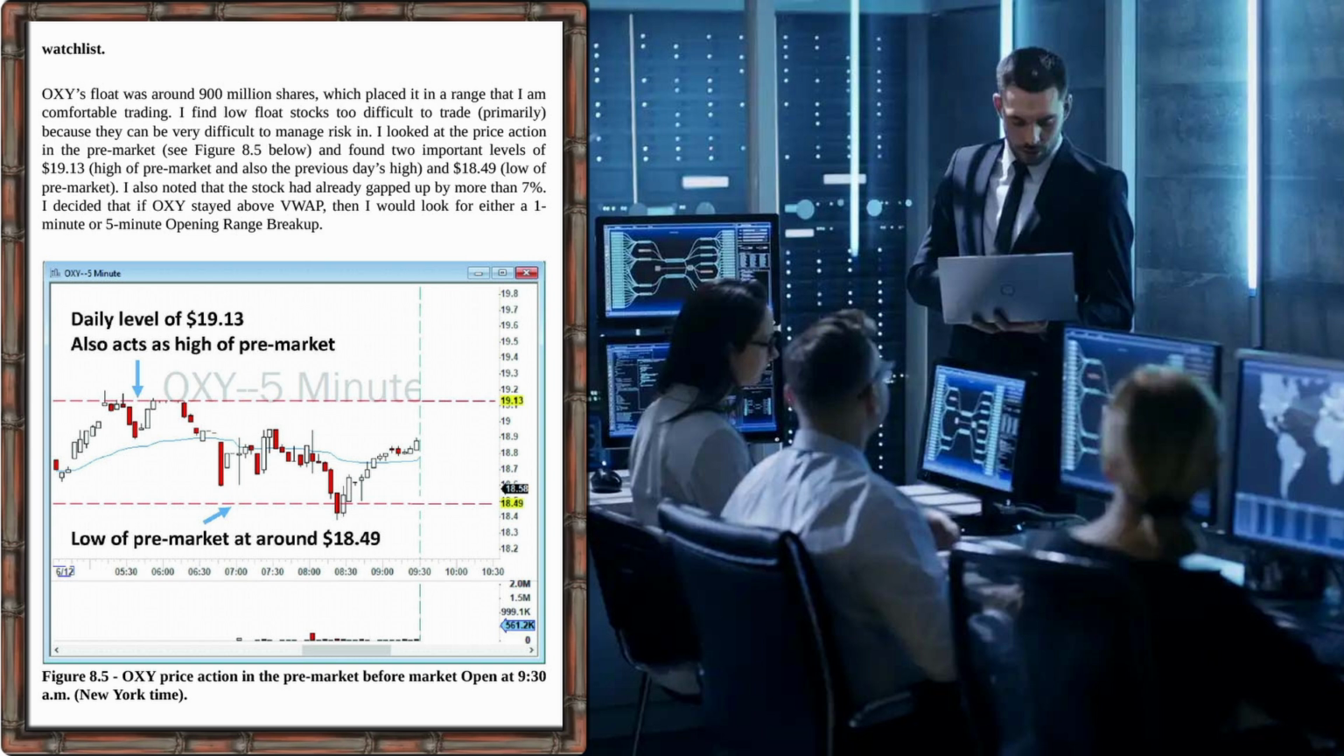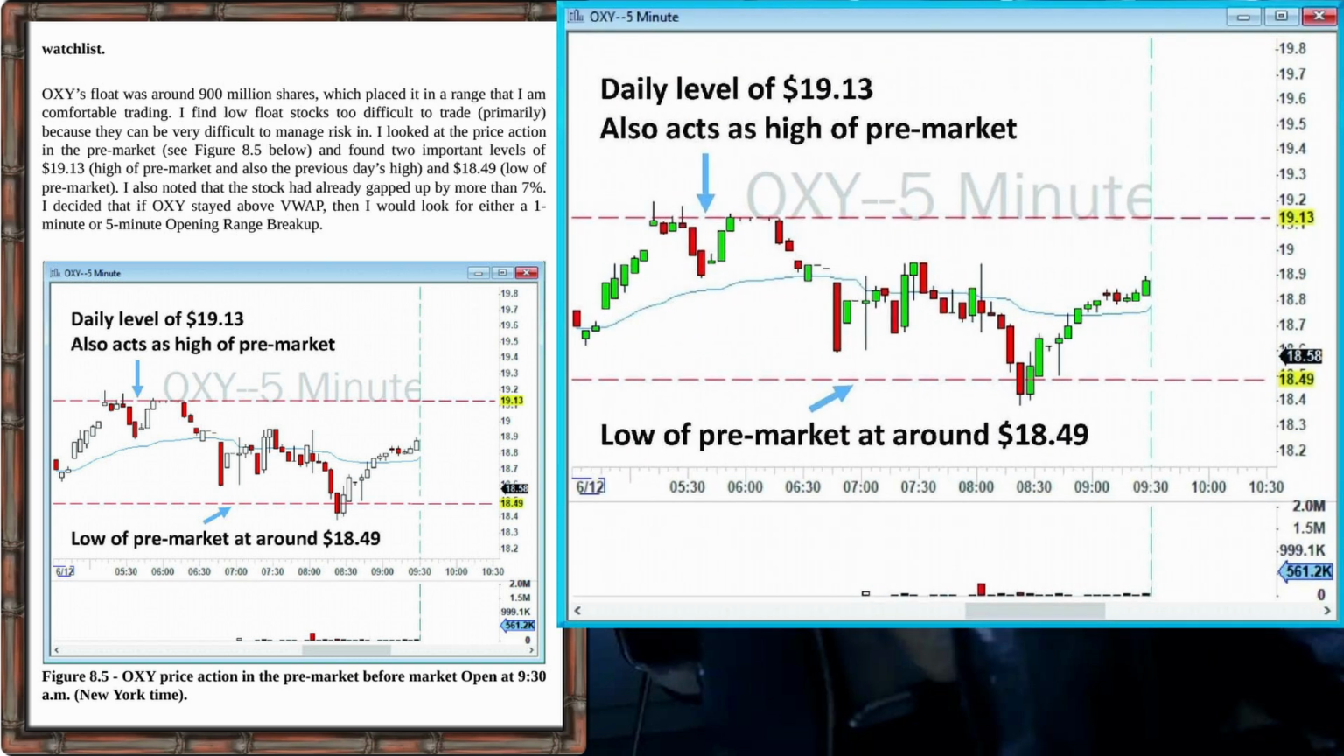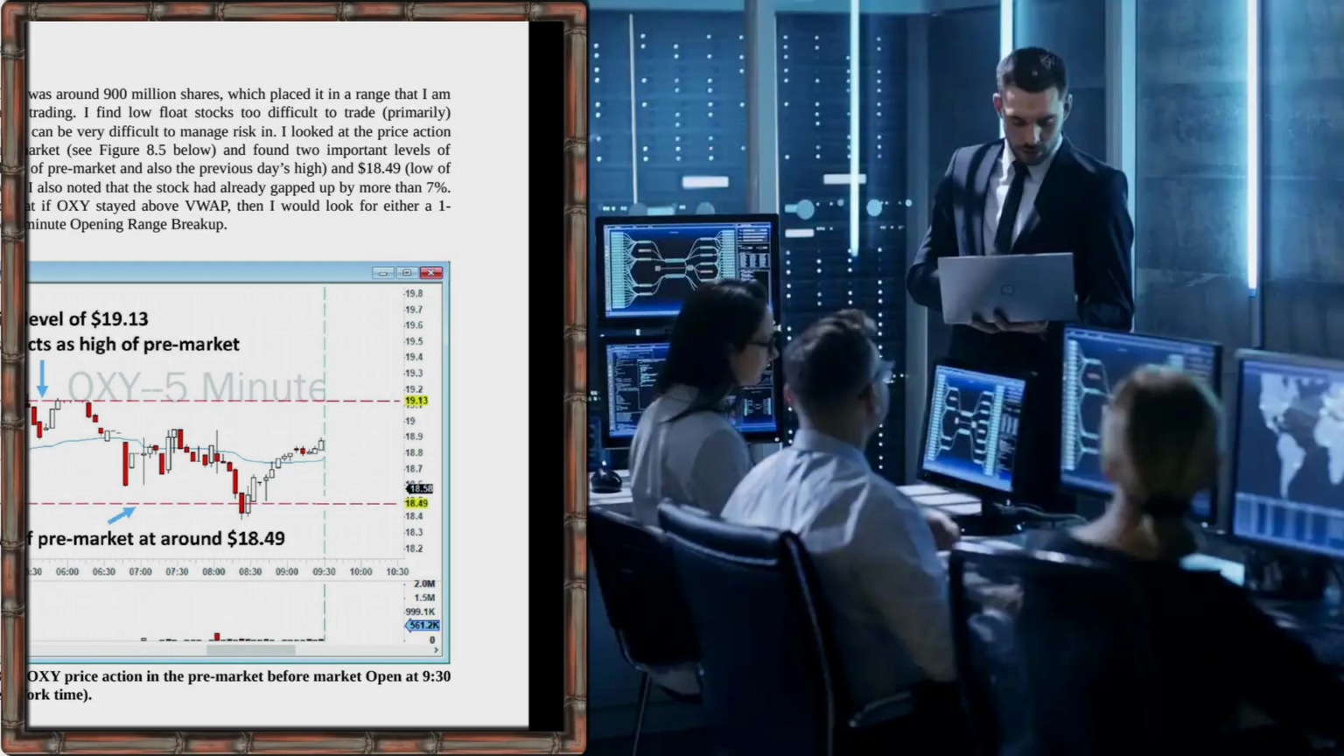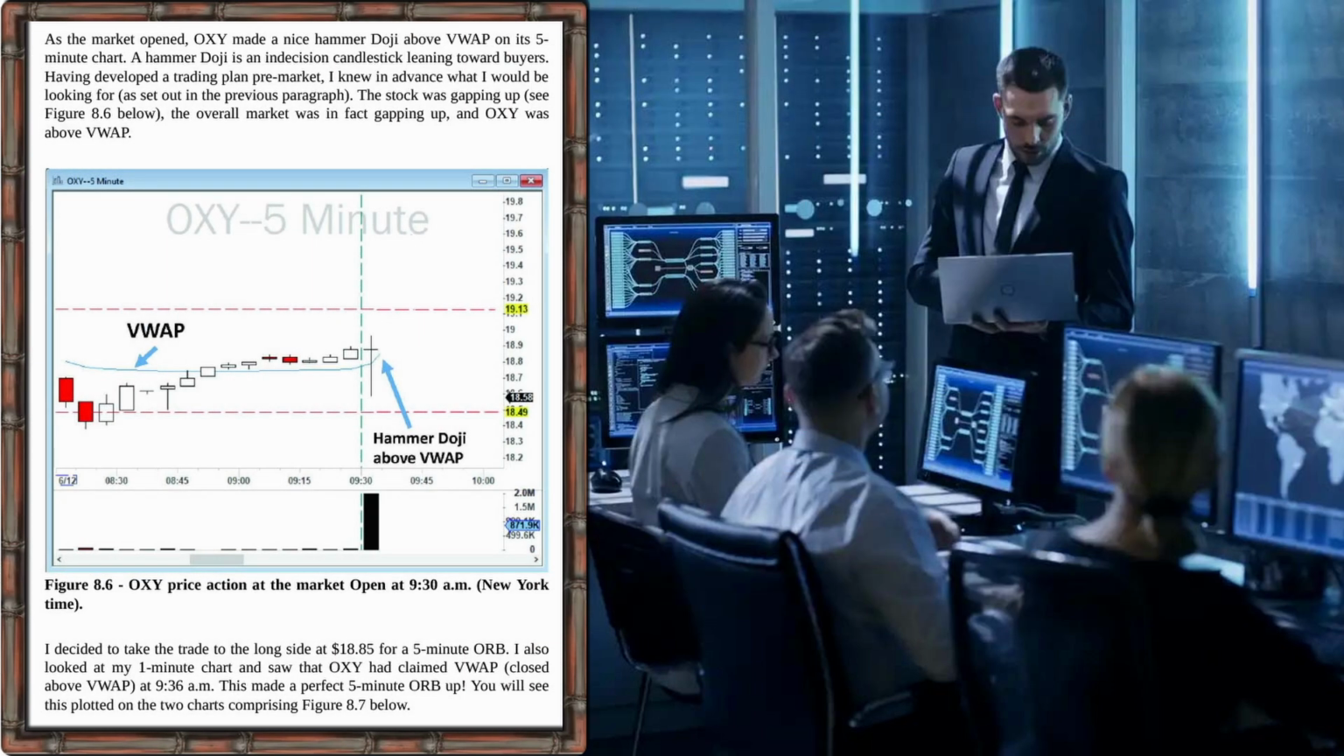I looked at the price action in the pre-market, see figure 8.5 below, and found two important levels: $19.13, high of pre-market and also the previous day's high, and $18.49, low of pre-market. I also noted that the stock had already gapped up by more than 7%. I decided that if OXY stayed above VWAP, then I would look for either a 1-minute or 5-minute opening range breakup. As the market opened, OXY made a nice hammer doji above VWAP on its 5-minute chart.